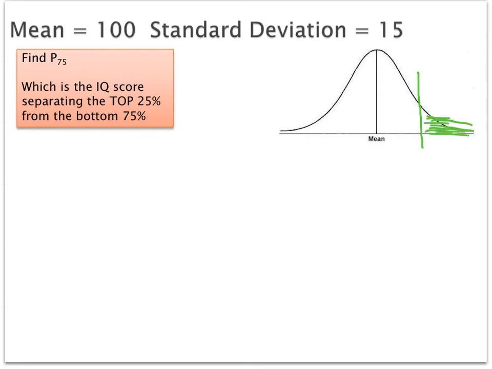So I'm going to use the positive z-score chart. So I'm going to pull out my other chart that has my positive z's. Now remember, since I'm sitting right here, I'm interested in a z that's positive because I'm to the right of my mean. I could use my negative z-score chart, but then I'd have to subtract from 1, and I don't want to have to do that extra step, so I'm going to use my positive z-score chart.